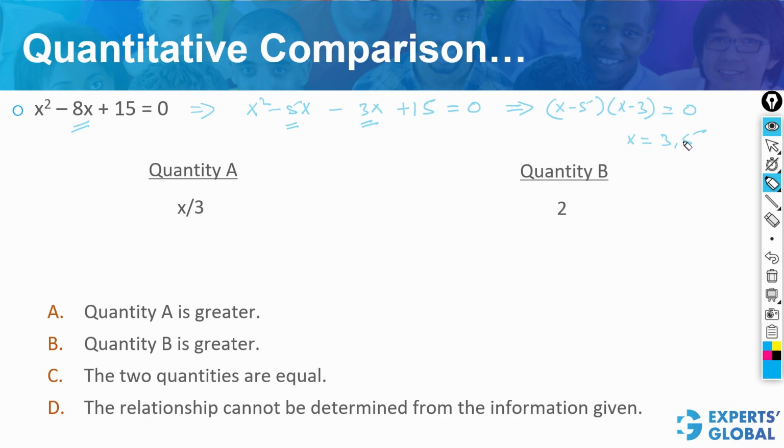Either way, the value of x by 3 would be less than 2. If x is 3, the value of x by 3 would be 1. If x is 5, the value of x by 3 would be 5 by 3. Both these values are less than 2.